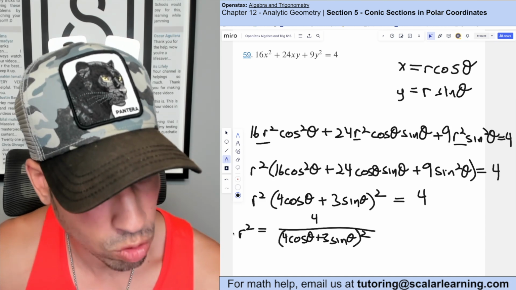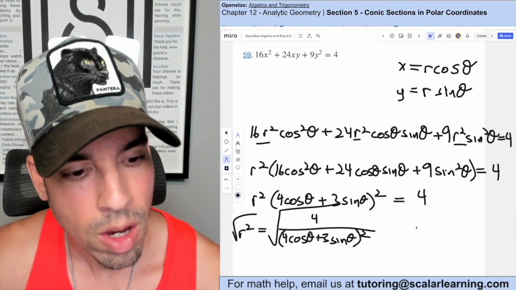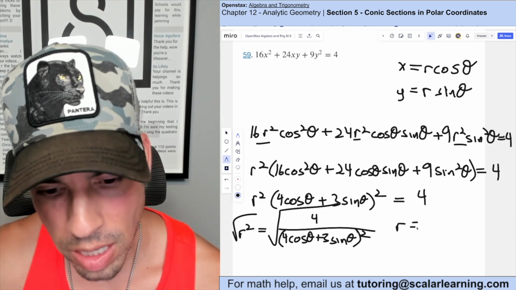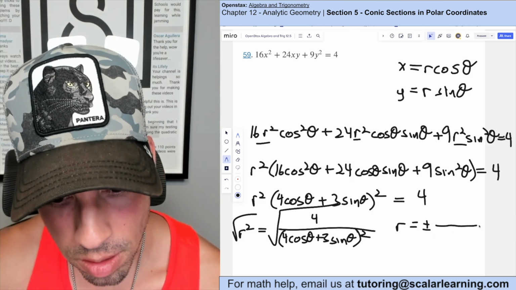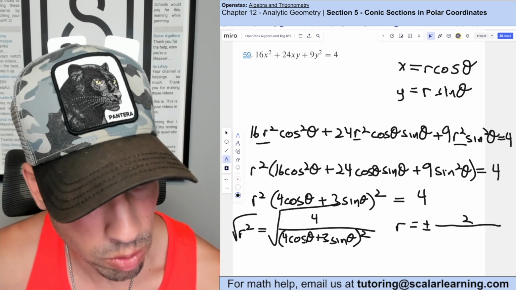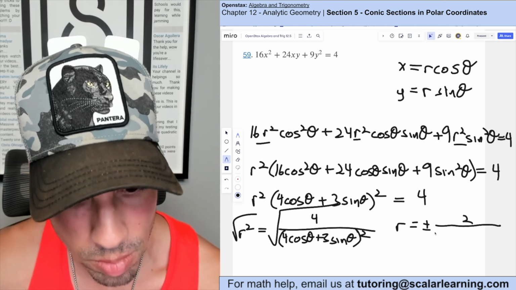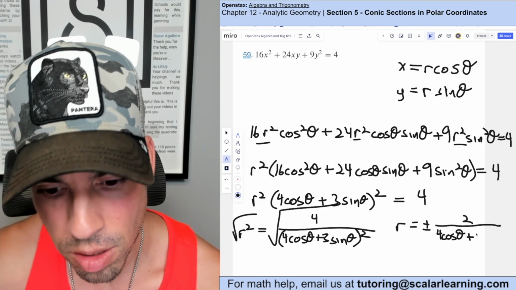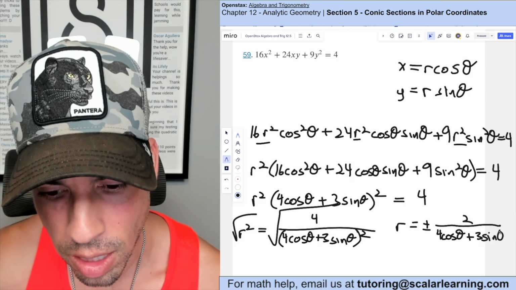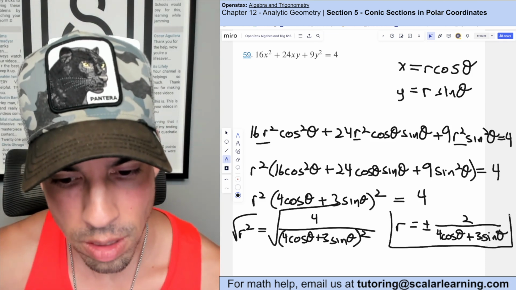Last but not least, let's take the square root of both sides. Boom, boom. And we get r is equal to, and because we did the square root, it's got to be plus or minus. Square root of 4 on top is 2. Square root of this thing squared on the bottom is just that thing, 4 cosine theta plus 3 sine theta. And that's how you do it.